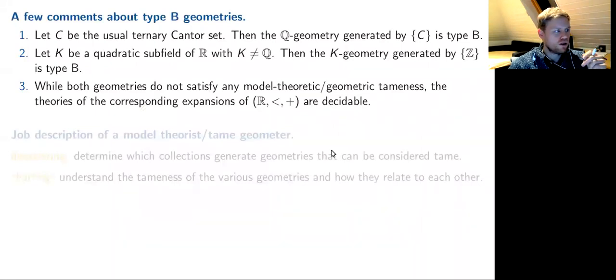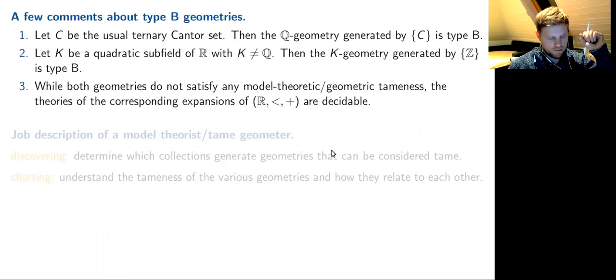So before I finish, this general tameness I want to study in this graduate course. I do want to point out, I said that I wanted to say two things about the type B structure. These type B structures are kind of weird. There's a good reason for that, and I can give you rather natural examples. For example, you take the usual ternary middle third Cantor set. Then the Q geometry generated by this is a type B structure. Alexa will talk more about this on Wednesday. In this setting, you can really do some metric geometry that you couldn't do in this other setting.